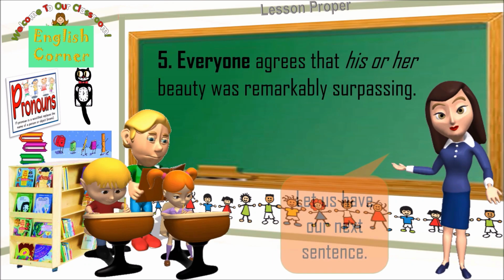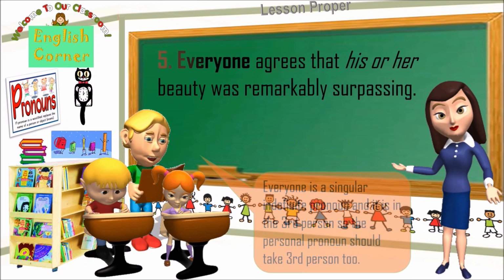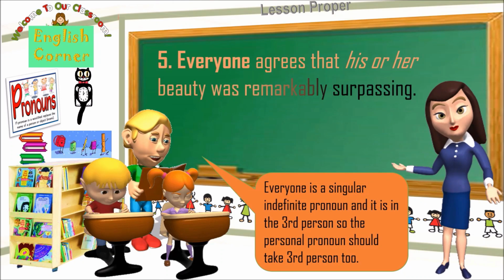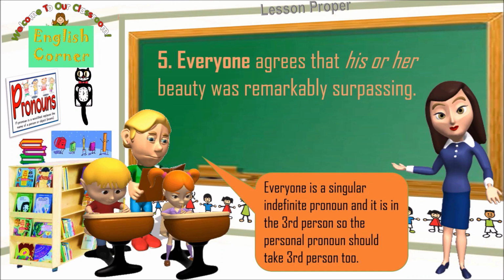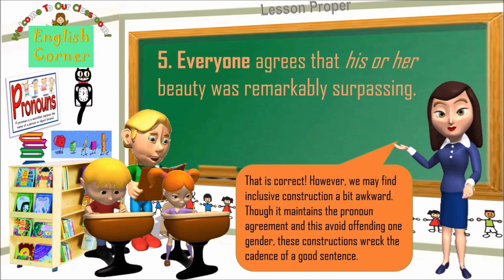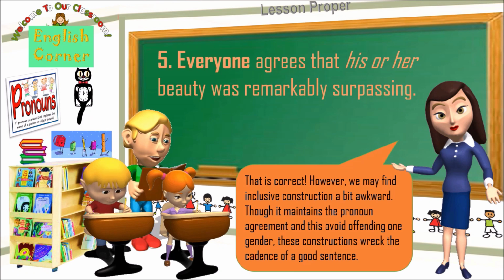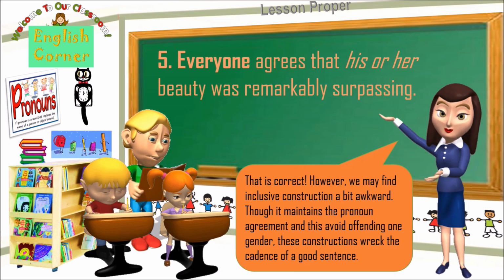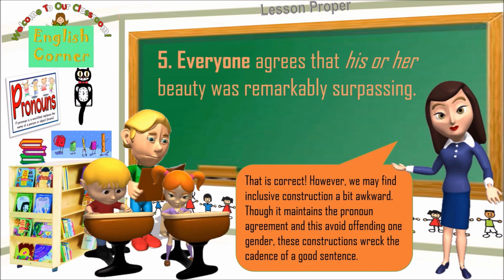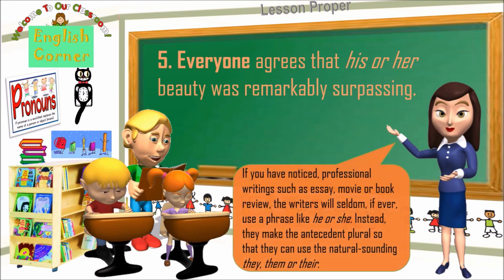Let us have our next sentence. "Everyone" is a singular indefinite pronoun, and it is in the third person, so the personal pronoun should take third person too. That is correct. However, we may find inclusive construction a bit awkward, though it maintains the pronoun agreement and thus avoids offending one gender. This construction wrecks the cadence of a good sentence.